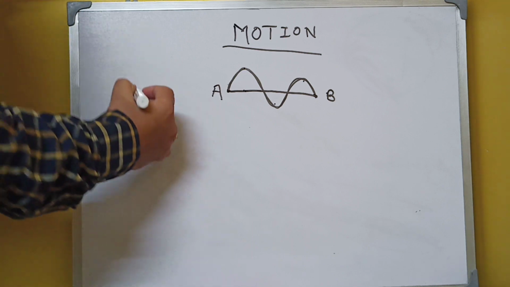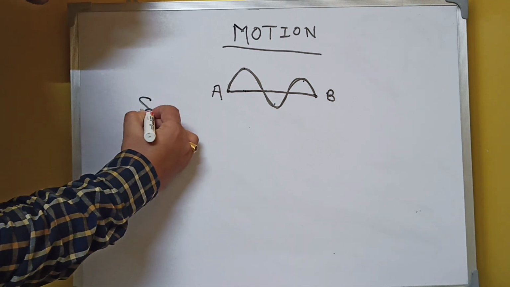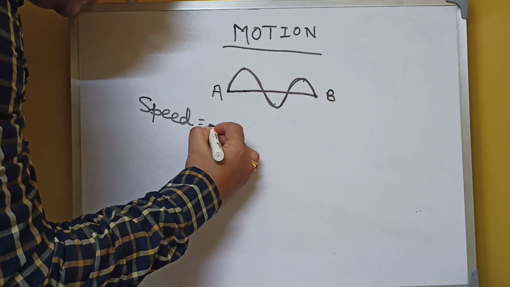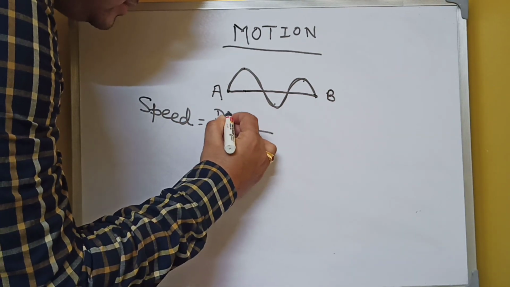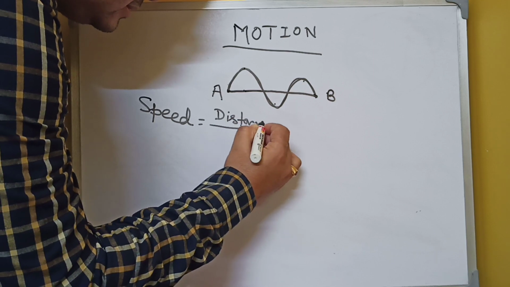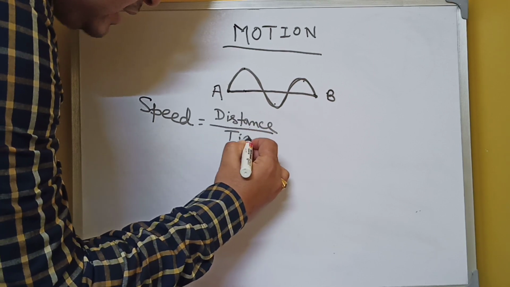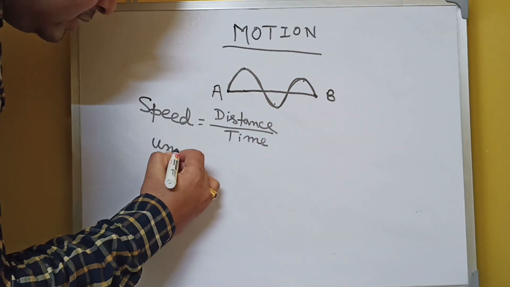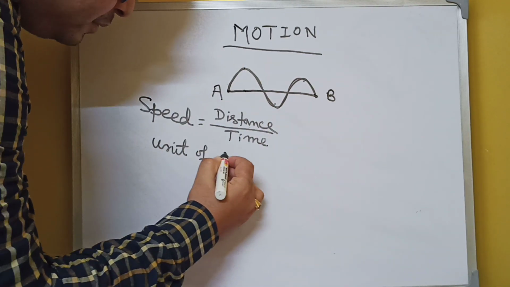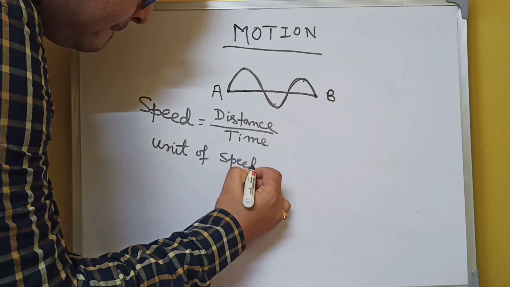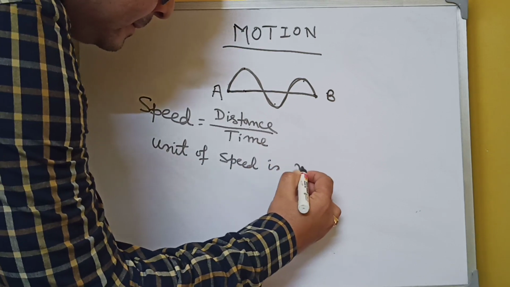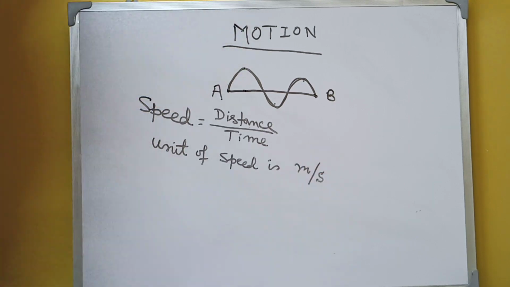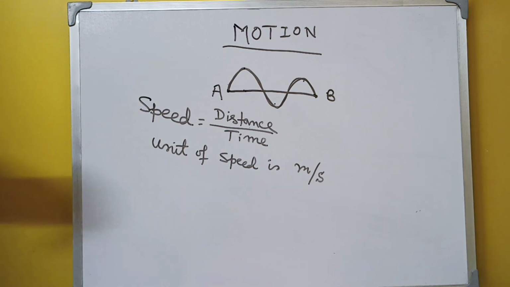Now we will go to the next part, that is, what is speed. Speed is equal to distance by time. Okay, what is the unit of speed? The unit of speed is meter per second in SI, and in CGS it is centimeter per second.